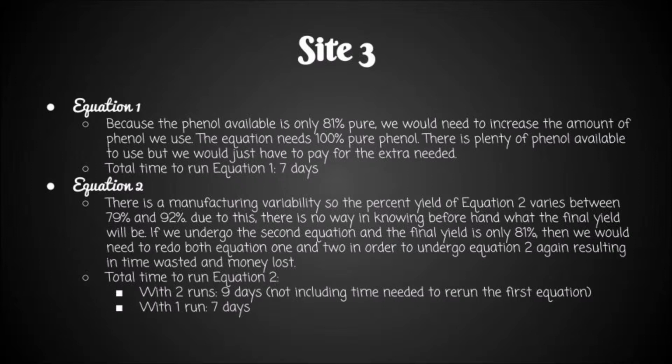For Equation 2, there is a manufacturing variability, so the percent yield of Equation 2 varies between 79% and 92%. Due to this, there is no way of knowing beforehand what the final yield will be. If we undergo the second equation and the final yield is only 81%, then we would need to redo both Equation 1 and 2 in order to undergo Equation 2 again, resulting in time wasted and money lost. Total time to run Equation 2 with 2 runs would be 9 days, not including time needed to rerun the first equation. Total time to run Equation 2 with 1 run is 7 days.